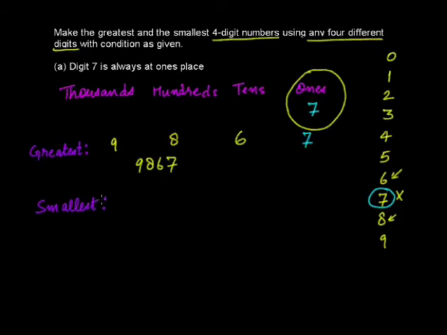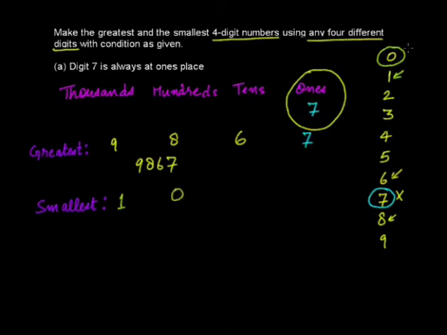Same approach. Among 0 to 9, which is the smallest digit? Of course, 0. But we all know that we cannot use 0 at the beginning. We cannot start our number by 0. Therefore, we'll look for the next smallest digit, and that is 1. So I'll write 1 here. Then I'll write 0 here.